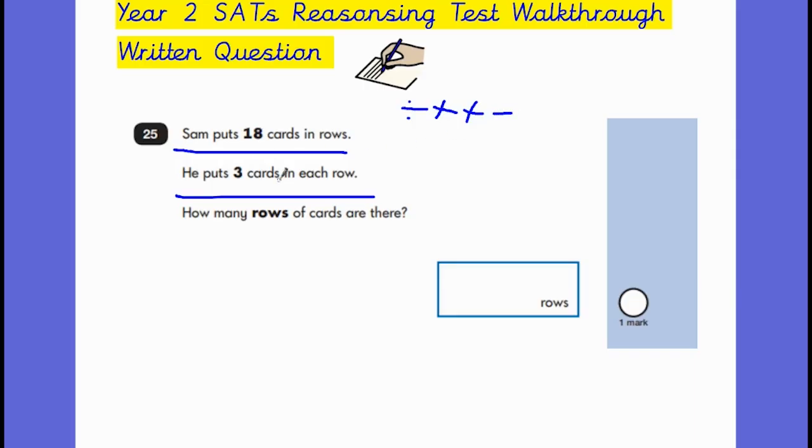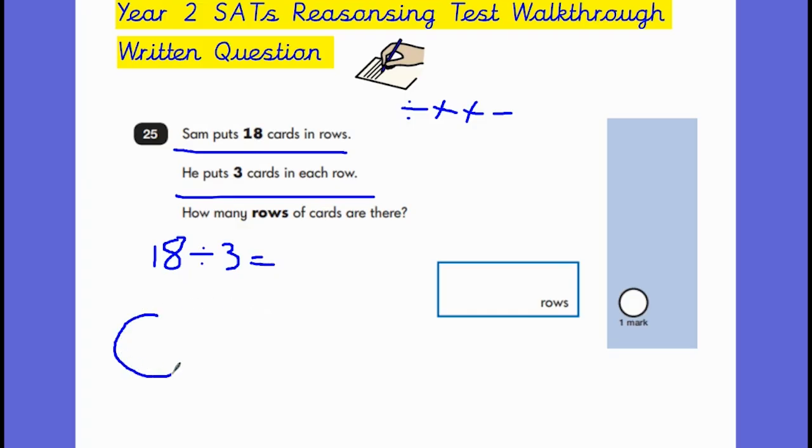So you have 18 cards in a row. Okay, so you've got 18. And you put 3 cards in each row. How many rows of cards are there? So what operation do you think we're doing here? Well, we're actually going to be sharing 18. I'm going to share it by 3 to find out how many rows that we have.